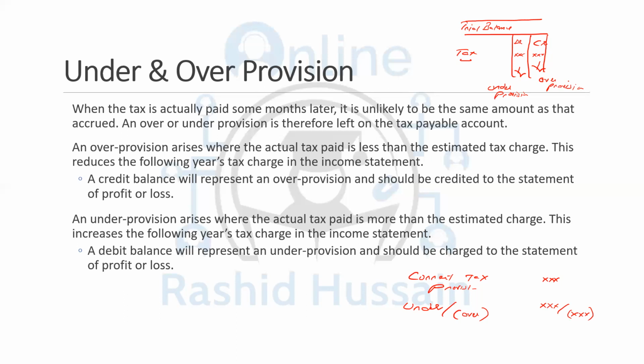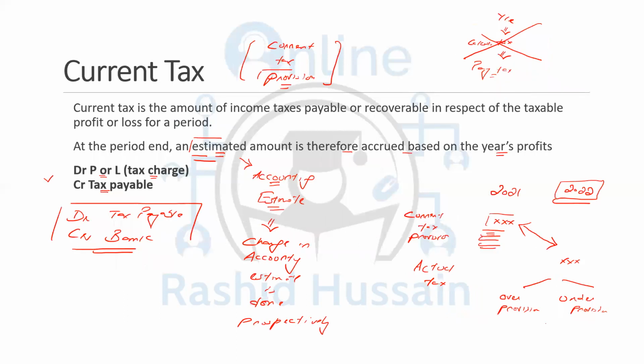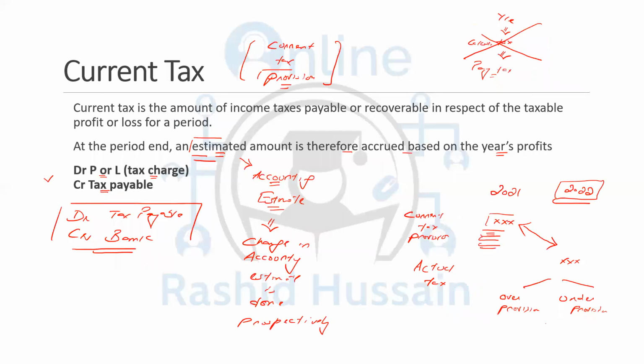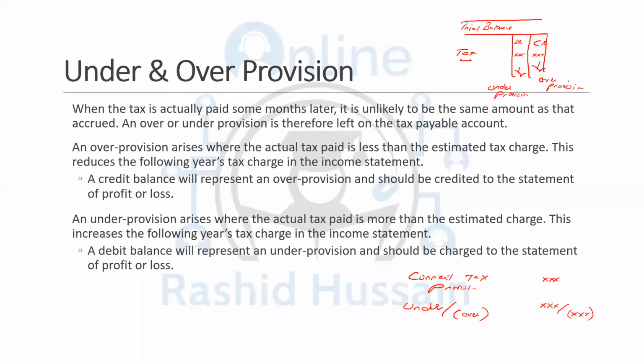So remember, when we are making an adjustment, the adjustment of under or over provision is not done in the same year, because you will get aware of under and over provision in the following year. So when you get aware of the under or over provision, you will be making the adjustments in the following year. When we change an accounting estimate, we know that the change in accounting estimate is always done prospectively. That means you're not going to change the previous figure. In fact, you are going to make the adjustments of under and over provision in the following years.